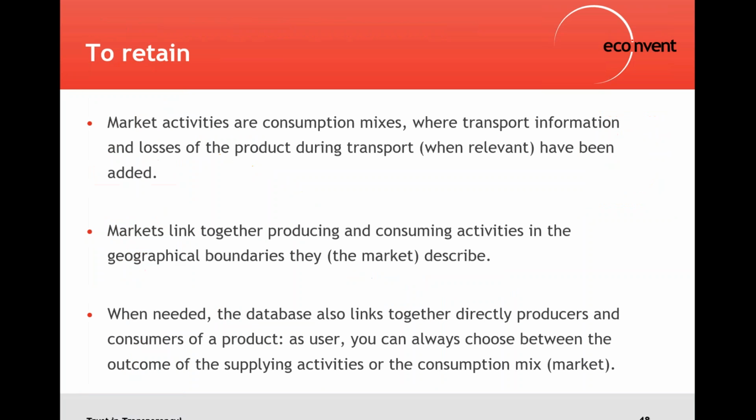So there are many ways that supply chains can be organized, and especially as a final user, you have a big flexibility. So just to wrap up this section, and let's see if we have some relevant questions. Market activities are consumption mixes where transport information and losses of the product during the transport have been added when relevant. Markets link together producing and consuming activities in the geographical boundaries that they are describing, and when needed, the database will link together directly producers and consumers of a product. And as a user, you can always choose between the outcome of the supplying activities or the outcome of the consumption mix, the market.